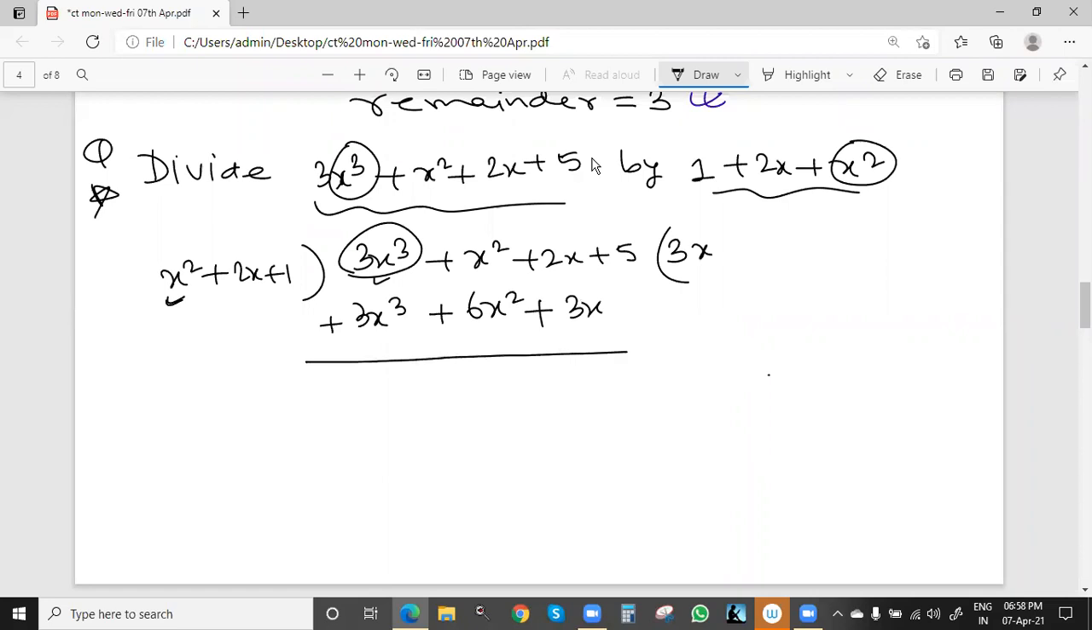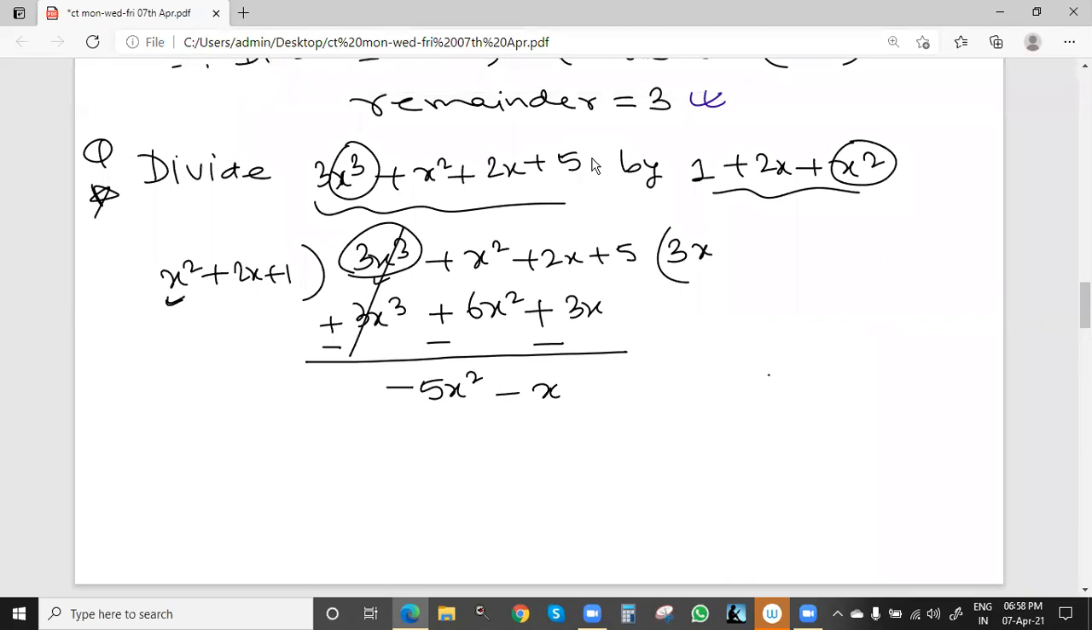And now we take the signs. Nothing is there, then plus. We are doing subtraction, so minus, minus, minus. Cancel. This will be minus 5x square minus x, because 2x minus 3x is minus x. X square minus 6x square is minus 5x square. This 5 will come down, plus 5 as it is.